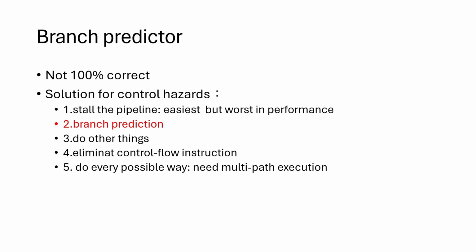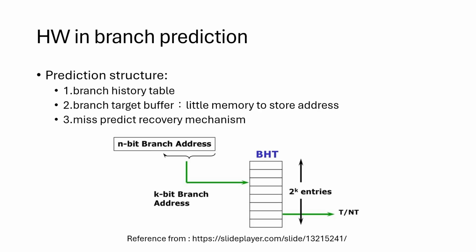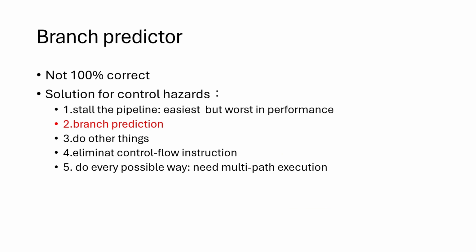It's like if there is a condition that will cause 3 results, for example, we will calculate all the possibilities. We will calculate all these 3 answers. This method needs multiple path execution. But in this lecture we will focus on the branch predictor.